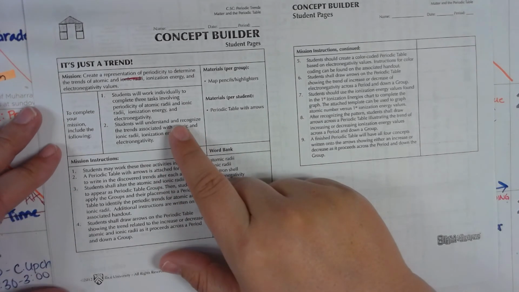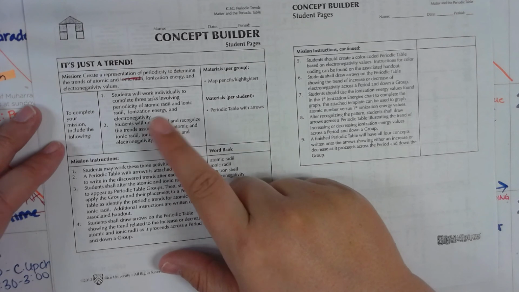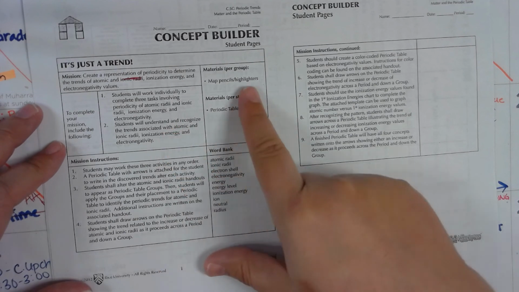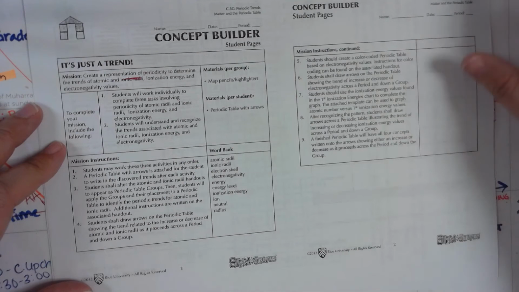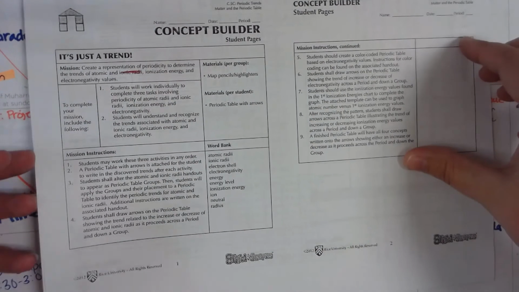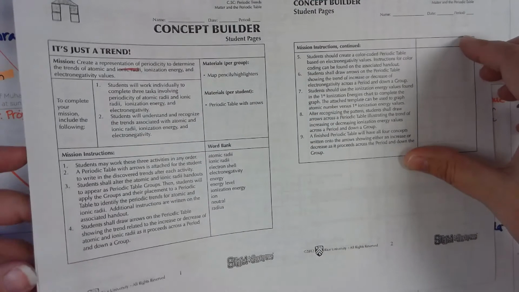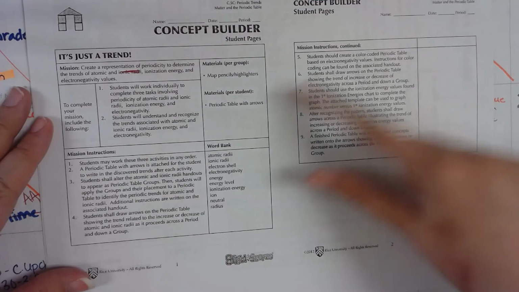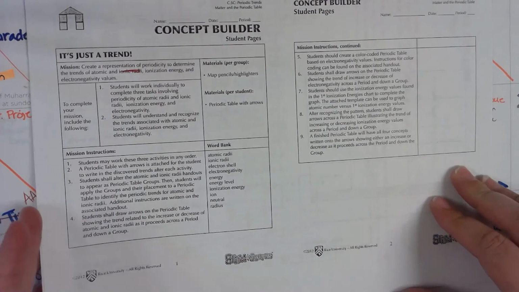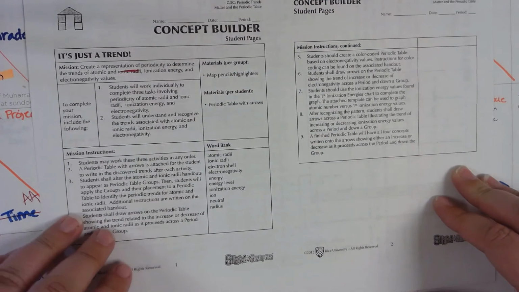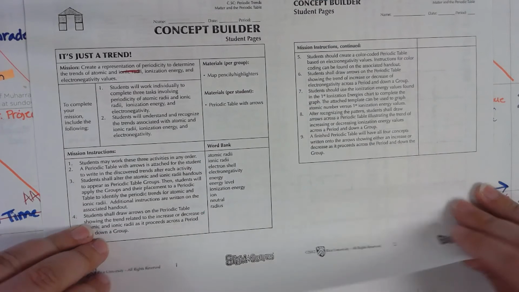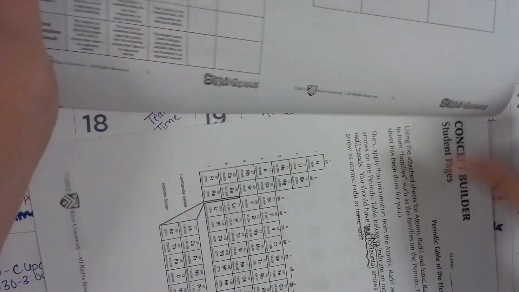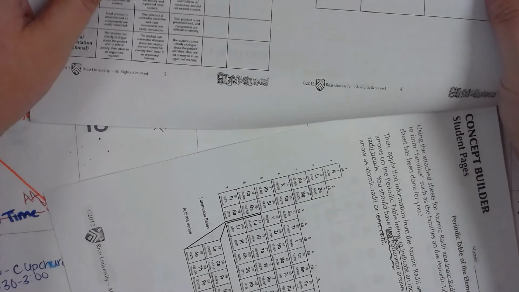Once again, I have a PowerPoint on Schoology to help you with this. You'll need map pencils and highlighters, and of course the periodic table with arrows, which is in this packet. This is all of your instructions right here, so please read through them. I'm not going to read them to you because I believe you can read. But here are the questions you're going to end up needing to answer.